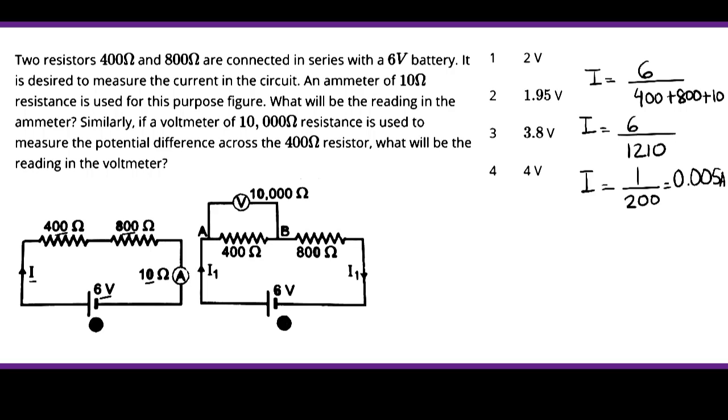So here this is the current in the first part. Now coming to the second part, here it is the reading in the voltmeter. So the reading in this voltmeter will be equal to the potential difference across the wire AB, that is the 400 ohm.